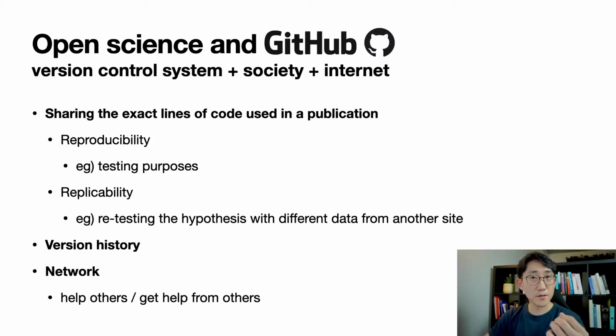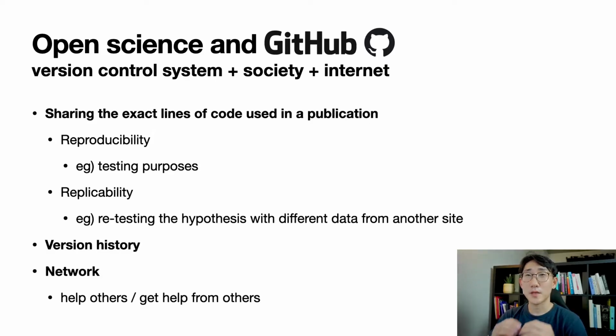Since it has a version history, users can know why each change was made, and we can revert it back, of course, if previous versions work better, and build a network. You can ask for help from others by commenting on the code or asking questions in the issue page, or you can also answer different questions, helping others. So this GitHub, this version control, sharing code, society platform definitely helps towards open science.